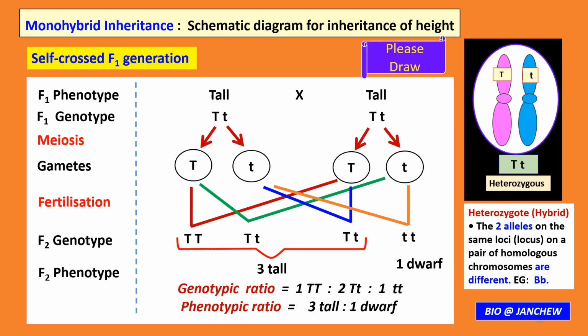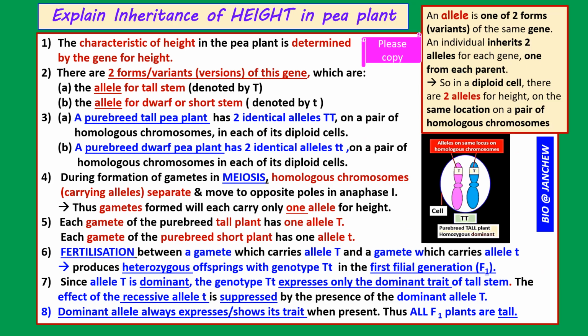Very interesting genetic questions. Here are the notes for what we have discussed just now, the complete notes. I will not be going through this again, as it is the same as what I've discussed. But the important point here is you must be able to explain what happens during meiosis and fertilization for essay questions or structured questions. Like during the formation of gametes in meiosis, homologous chromosomes separate and move to opposite poles in anaphase 1. Thus, each gamete will only carry one allele for height. And then you have to mention the gamete carries what allele, either allele big T or small t.